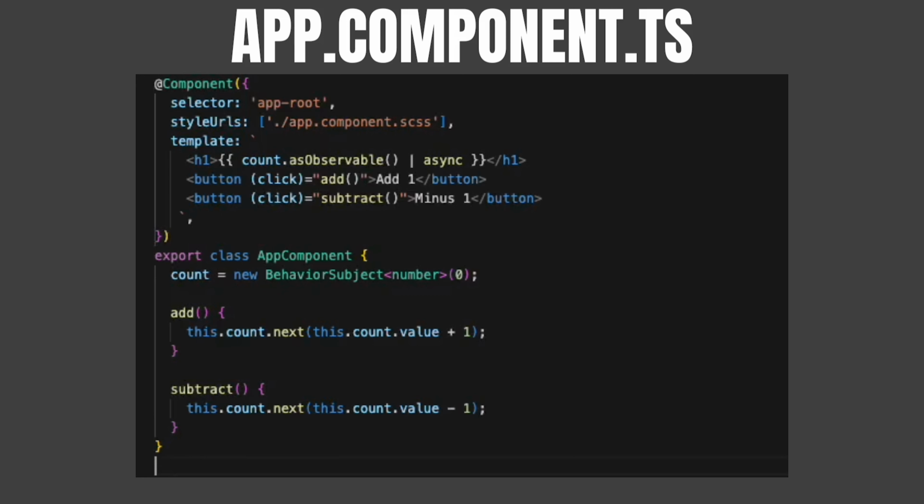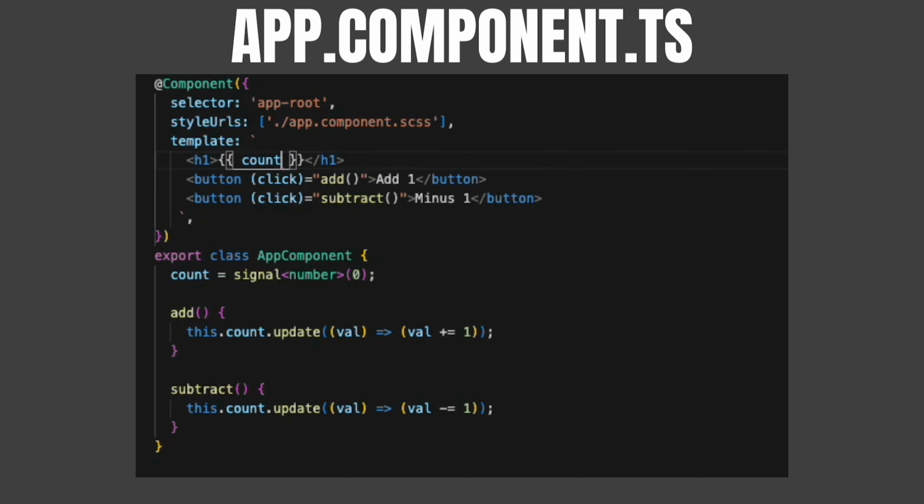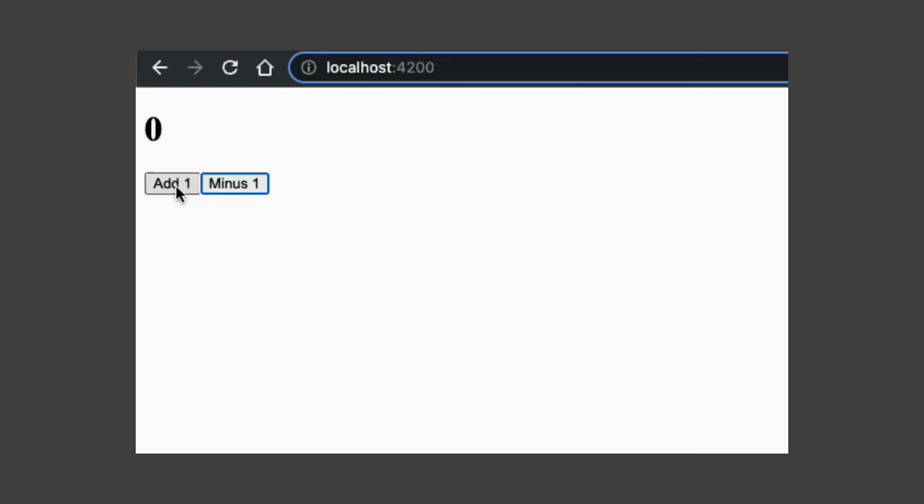The first thing we're going to do is change the behavior subject to a signal. Then, instead of the next function, we'll use signal's update function for the add and subtract methods. Lastly, we're going to call count as a method in our template. We can open up the browser again and see that everything still works in exactly the same way.